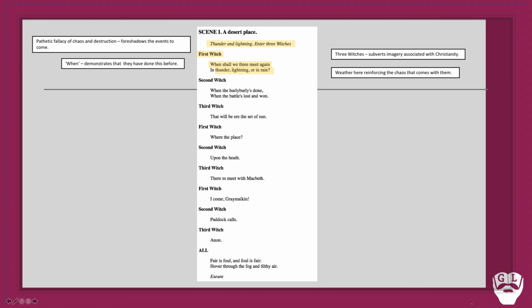Continuing on as we continue throughout the extract, we have this line here from the second witch: "When the battle's lost and won." We see that they are waiting for the culmination of the civil war. We see how the witches have a predatory aspect to them.